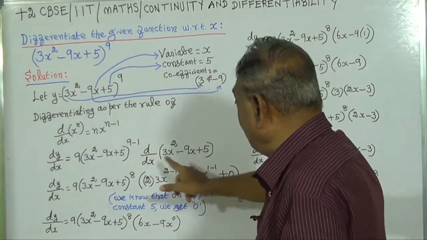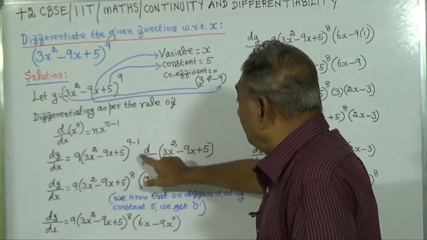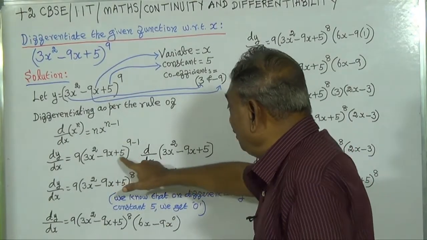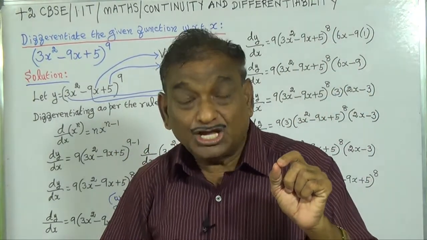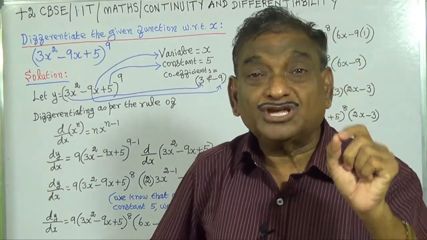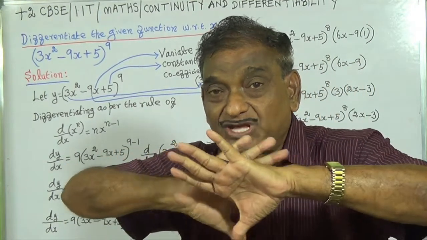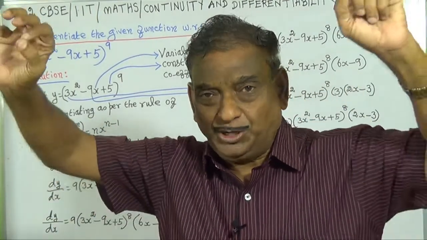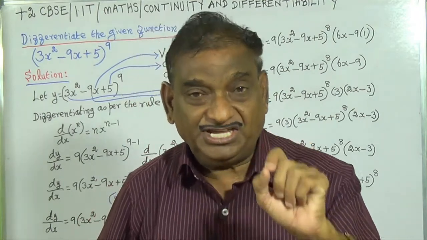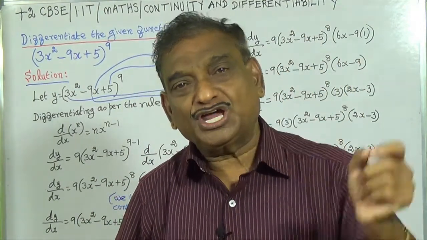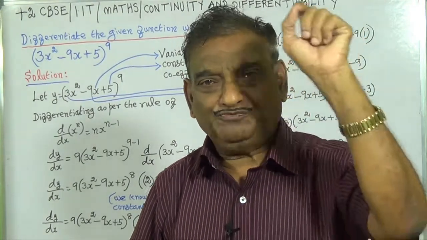We should combine this as a product. Don't put plus or minus between these two expressions. Sometimes students write plus or minus between these two expressions. Don't write plus or minus, it should be multiplied. It is as per the chain rule, that is, as per the function of function, that is, as per the composite function.